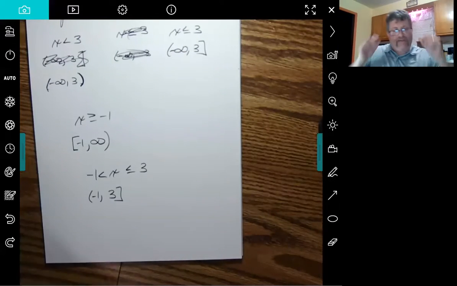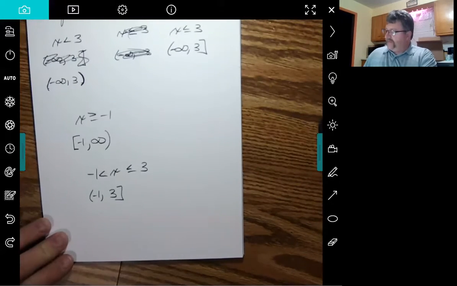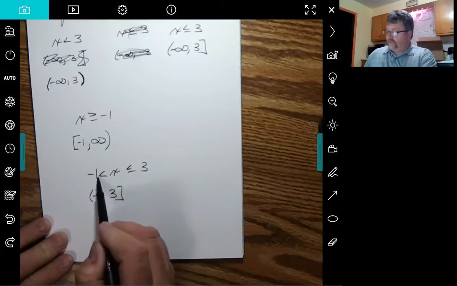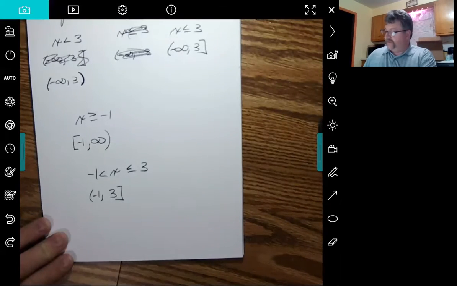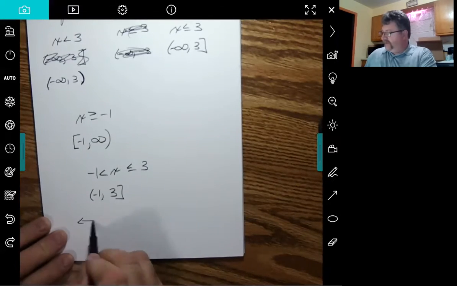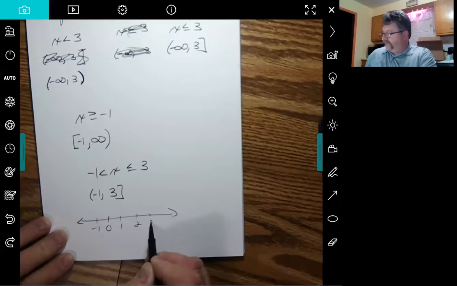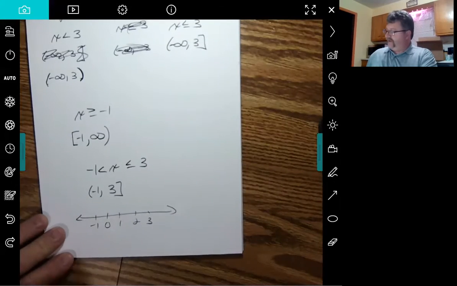Now, we just may be asked to report the integers that fall into this category. So we're not going to worry about all numbers, just the integers. Well, -1 would not be included because x is strictly greater than -1. But what are the integers between -1 and 3? You got 0, 1, 2, and 3. So -1 would not be included. 0, 1, 2, and 3 would be included.